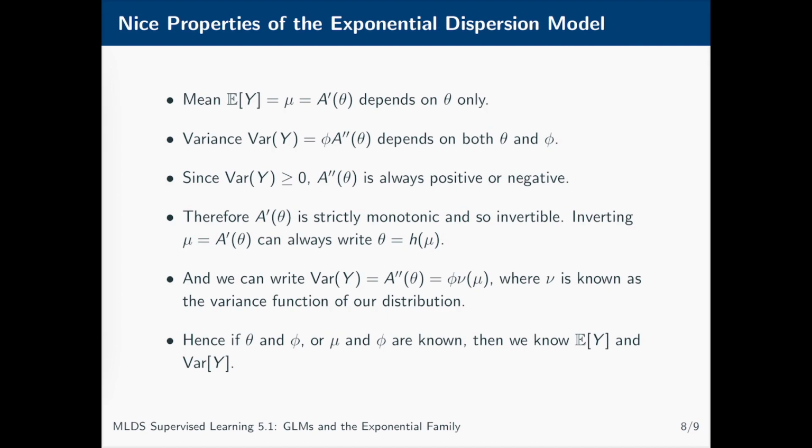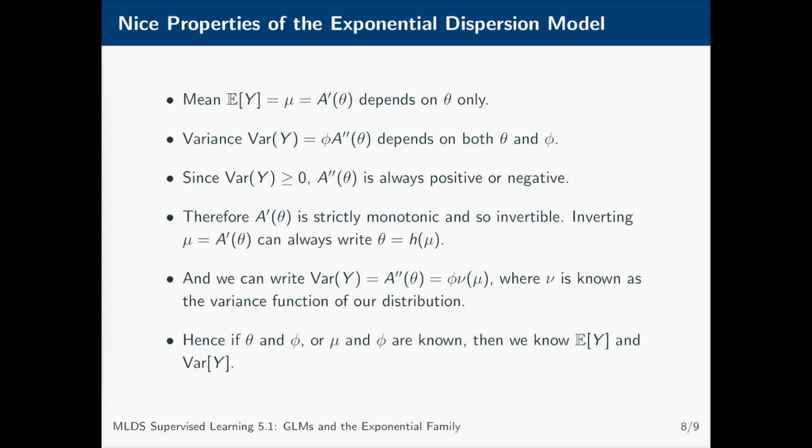So just going to take a minute to talk through the nice properties that fall out from this exponential dispersion model. This seems like a lot of information, but we'll just take it slowly and go through one step at a time. Since the expectation of y is given by the first derivative of a, the mean of the response depends only on the main model parameters, that is theta. The variance of the response is given by phi times the second derivative of a, and so depends on both the model parameters theta and the dispersion parameter phi.